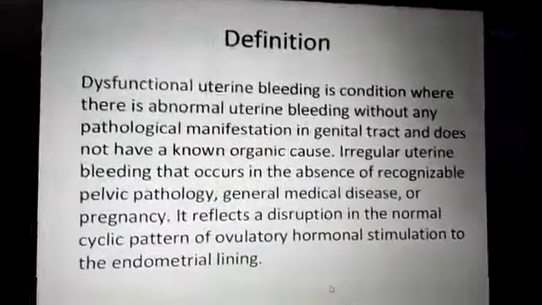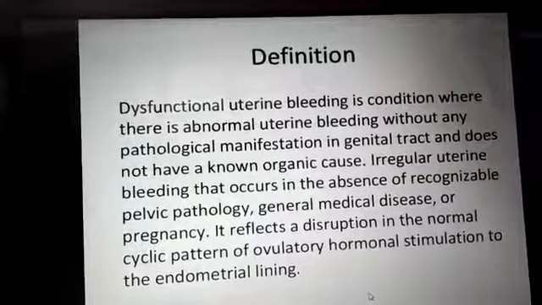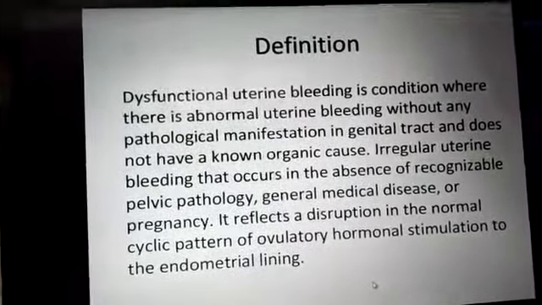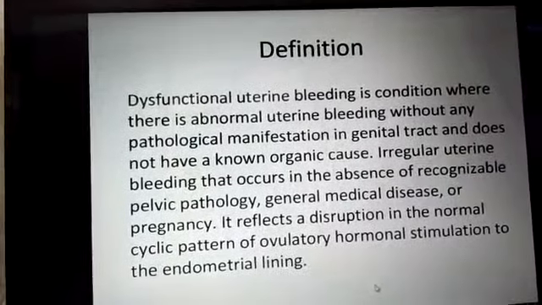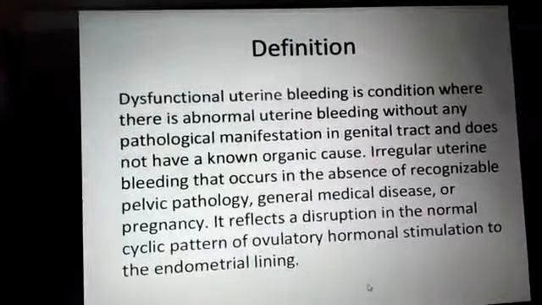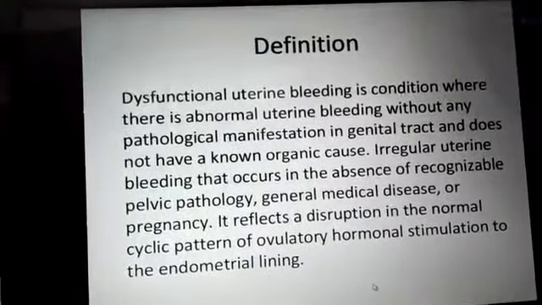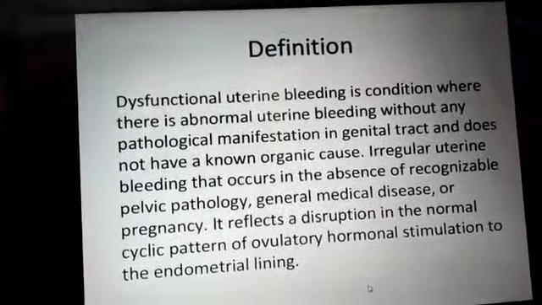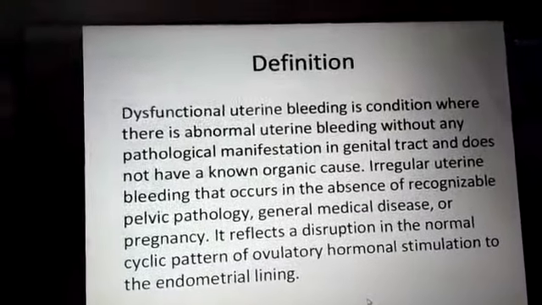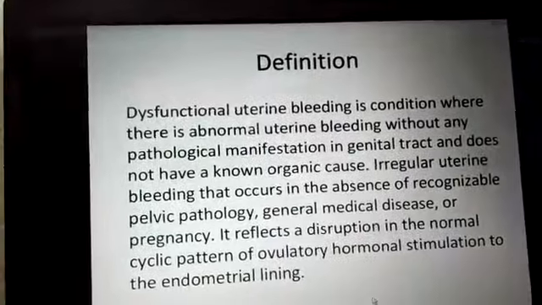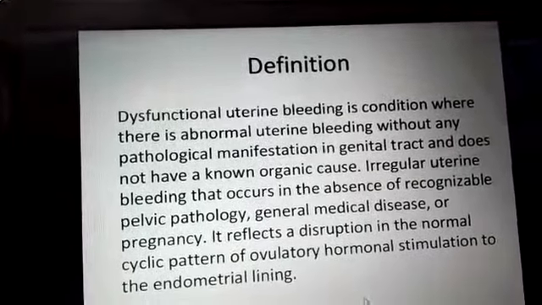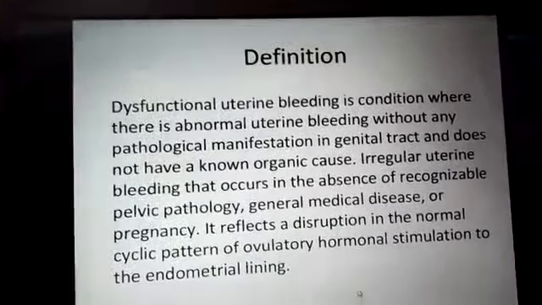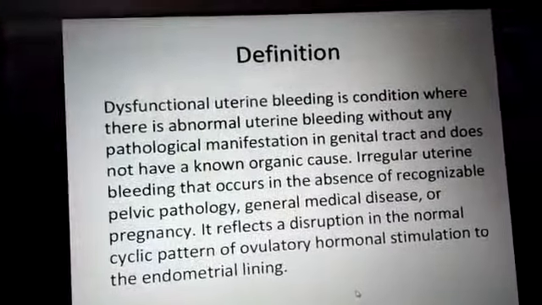Hello everyone, today we are going to see the topic related to dysfunctional uterine bleeding. As we know, there are different types of menstrual abnormalities. In this type, the bleeding is there but without any pathology as such. First we are going to see the definition of DUB, the types of DUB, the reason behind it, and how you are going to clinically assess patients who come with such complaints.